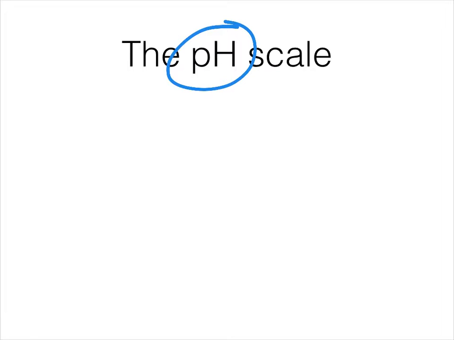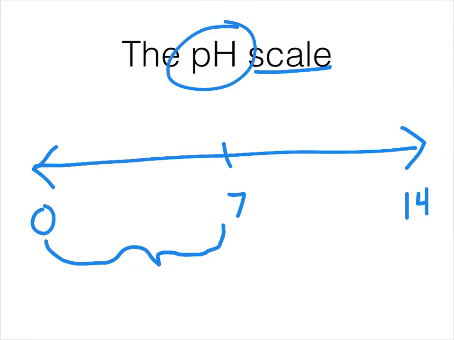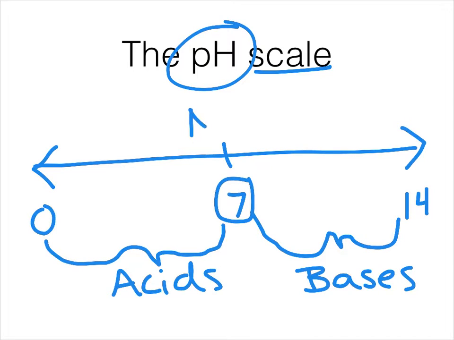pH is a measure of how acidic or basic a solution is, and the pH scale ranges from 0 to 14. So we have our pH scale here, 0, 14, right in the middle is 7. So from 0 to 6.9 would be your acids, and then from 7.1 to 14 would be your bases. 7 in the middle is considered neutral.